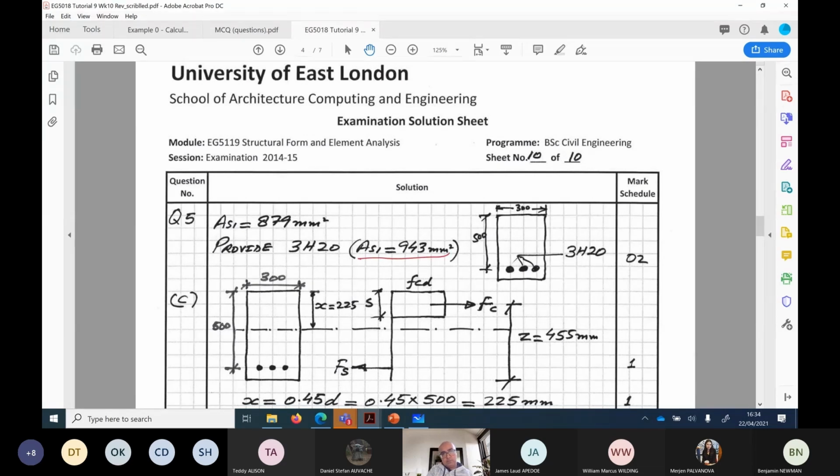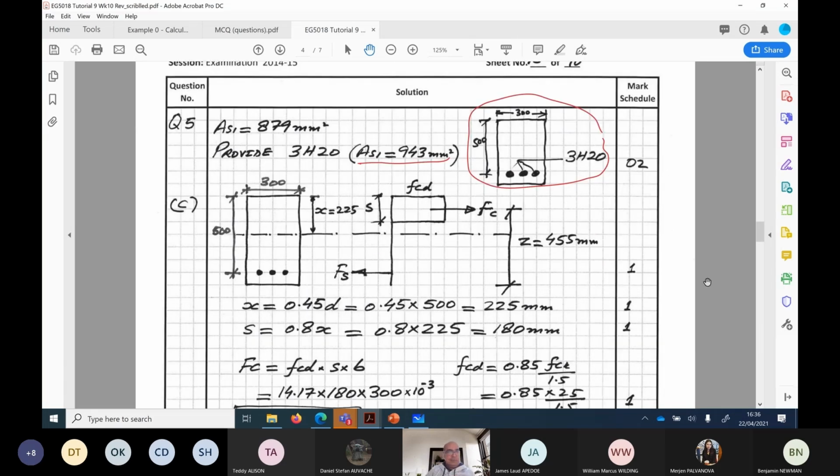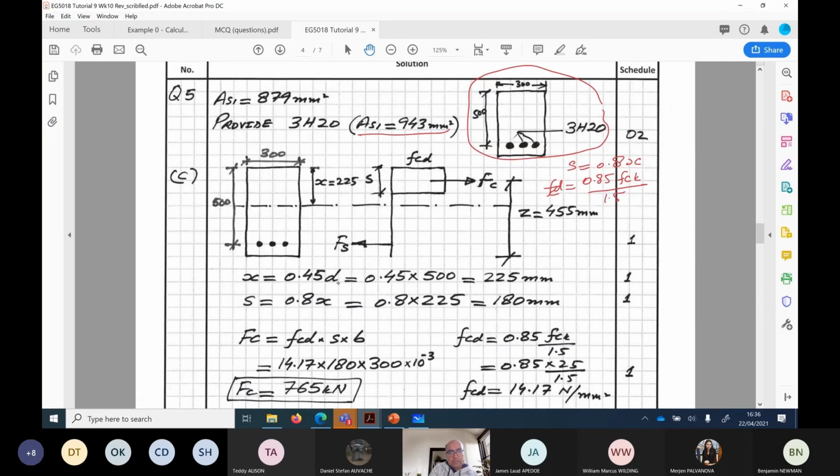And then draw a sketch like this. These are 2 parts, A and B. Part C has got 5 marks. So do not leave this part C. Now here you have to draw this S, where S is equal to 0.8x, FCD is equal to 0.85 FCK divided by 1.5. X is equal to, now first of all draw this diagram and then draw this stress diagram, all right?